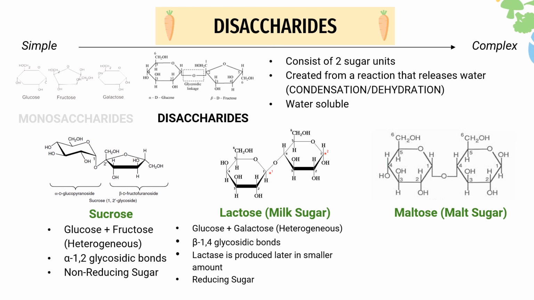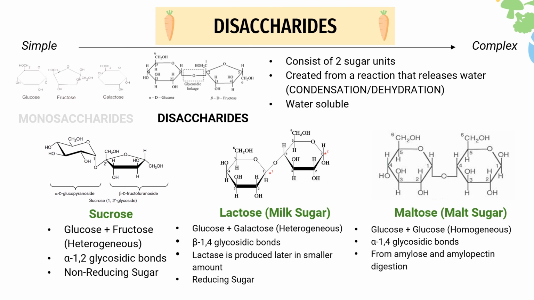Maltose is an example of homogeneous disaccharides resulted from condensation reactions of two glucose units that are connected through alpha-1,4 glycosidic linkage. Maltose also comes from the digestion of starch containing amylose and amylopectin, the polymer chain of glucose. Both lactose and maltose still have reactive anomeric carbon, and therefore they are both reducing sugars.